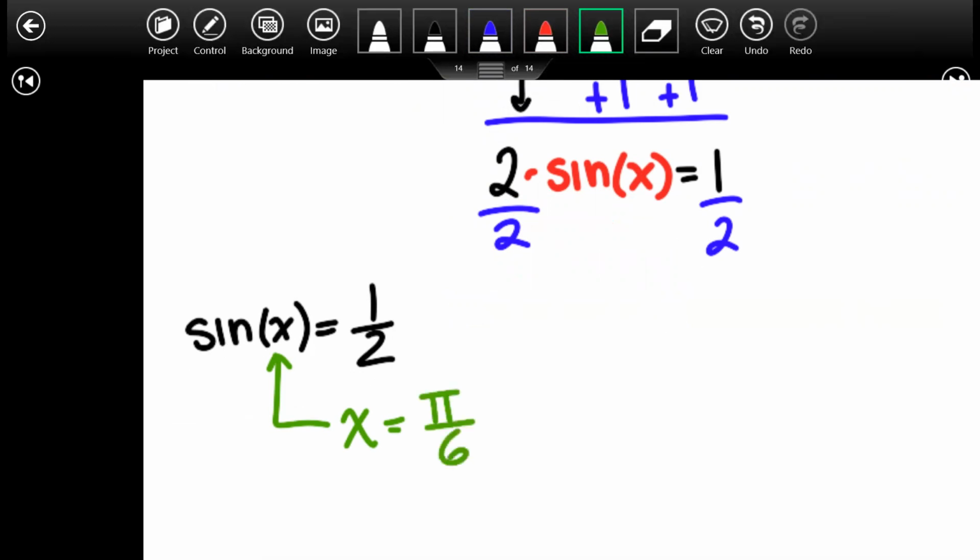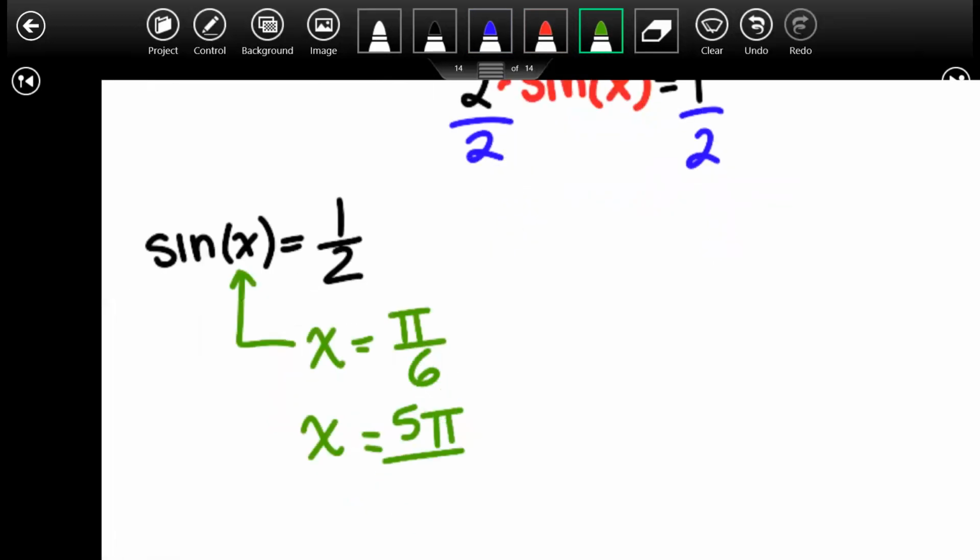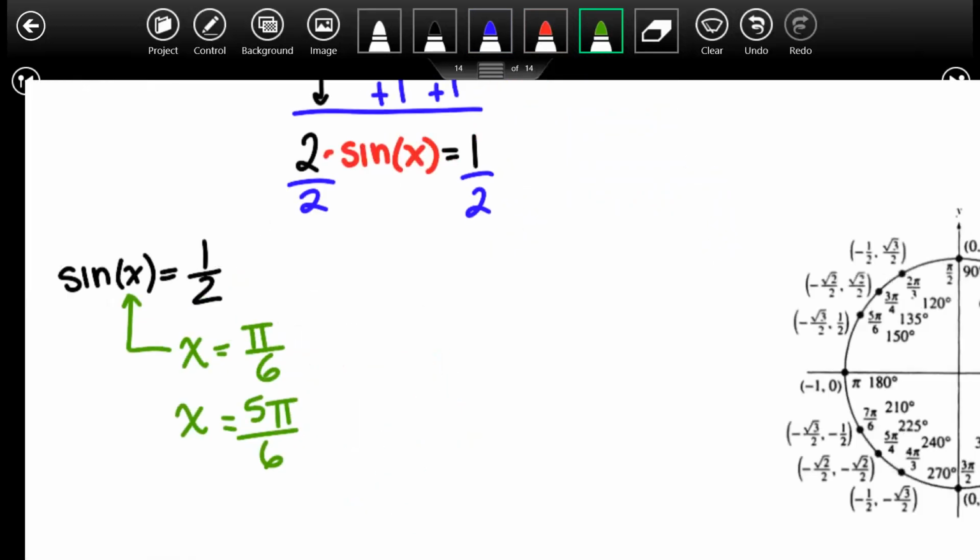Pi over 6. Now, it's not just that little portion. Look at the whole thing. Is there any other time where sine is equal to 1/2? 5 pi over 6. These two solutions represent where sine of x is equal to 1/2.